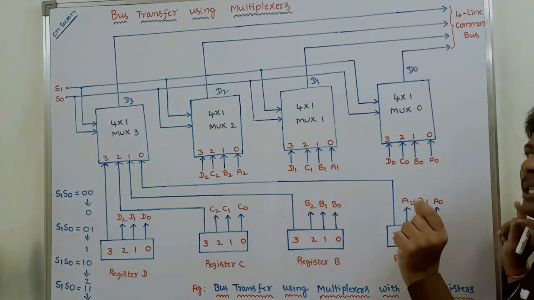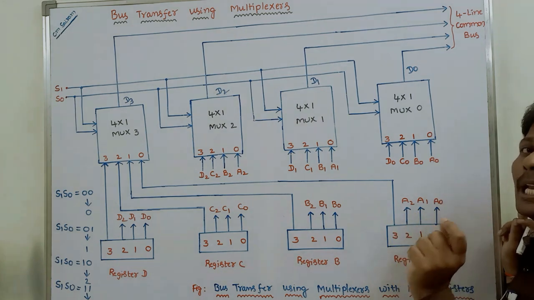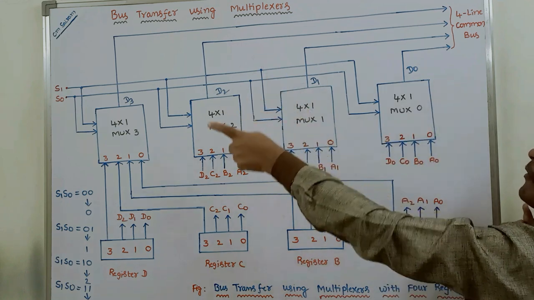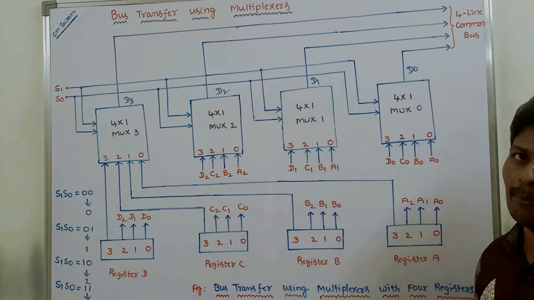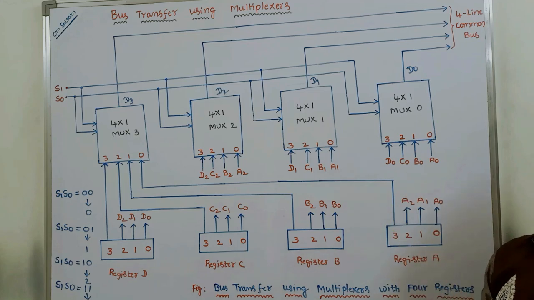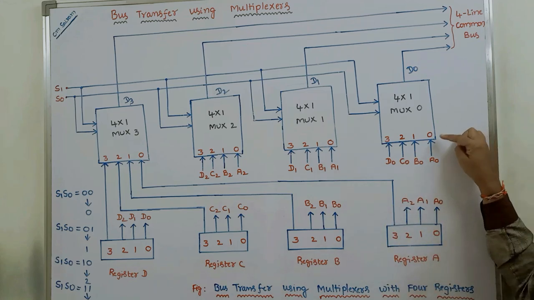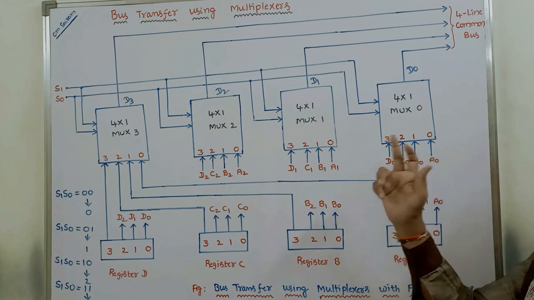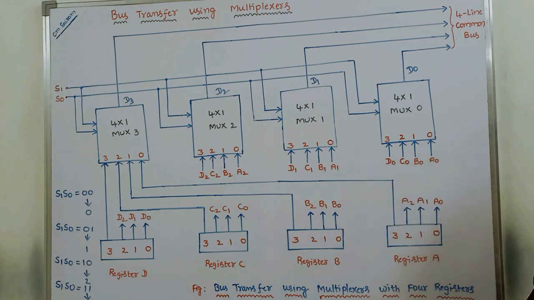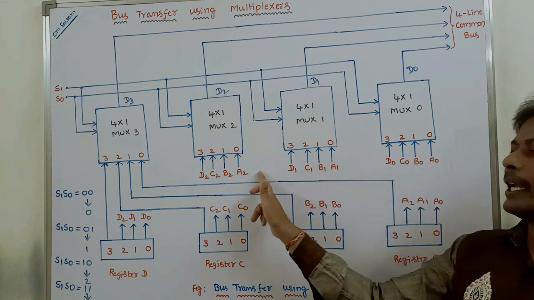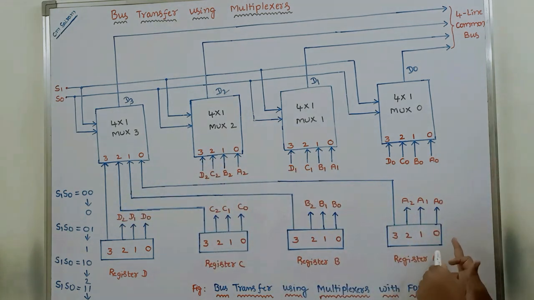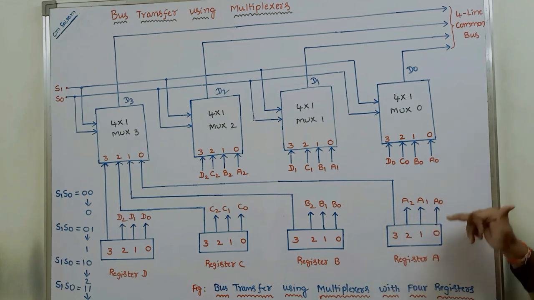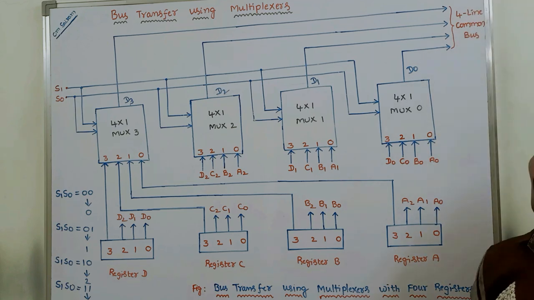So S1 and S0 are two selection lines that are connected to the selection inputs of four 4x1 multiplexers. S1, S0 is equal to 0, 0. We have to select 0 data input of each and every multiplexer. So that is A0, A1, A2, A3. Because of that reason, register A is selected. The content of register A is transferred to 4-line common bus.